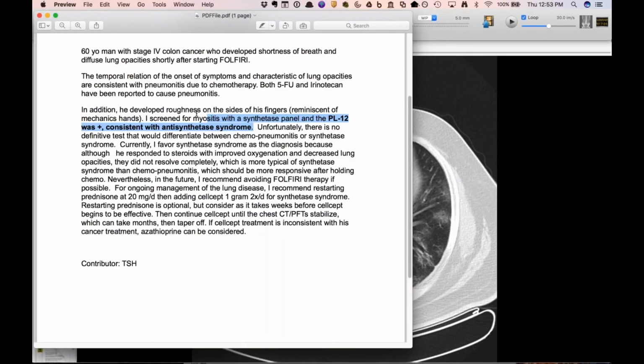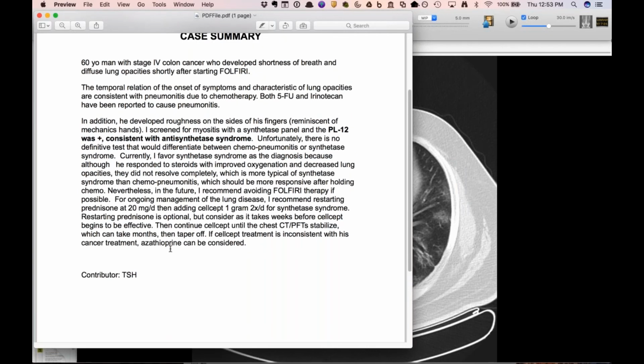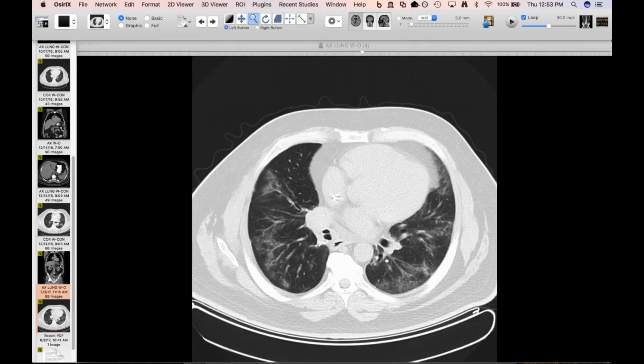But I just thought this was really interesting, and I don't know if it's the treatment that kind of unmasked this or if he just happened to develop it, because as you can see, he's middle-aged. So I thought that one was kind of cool. Wow. So what is mechanics hands?